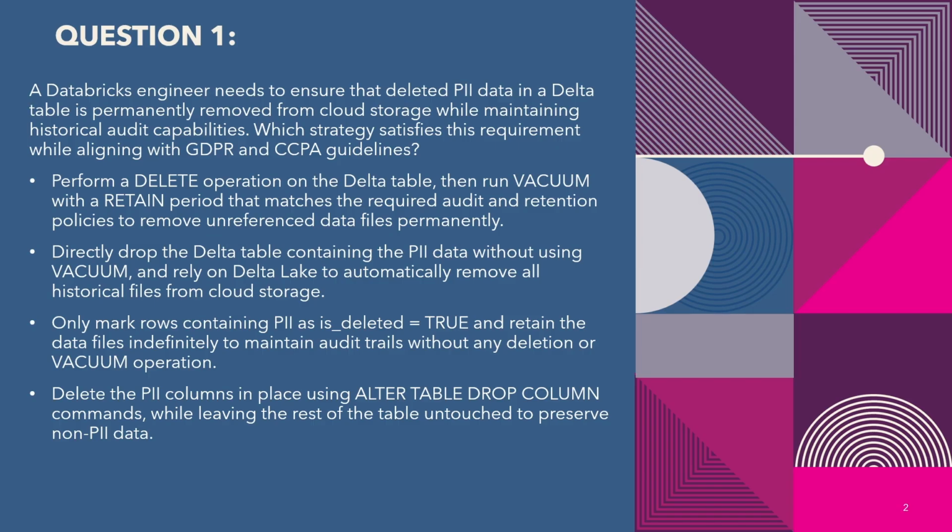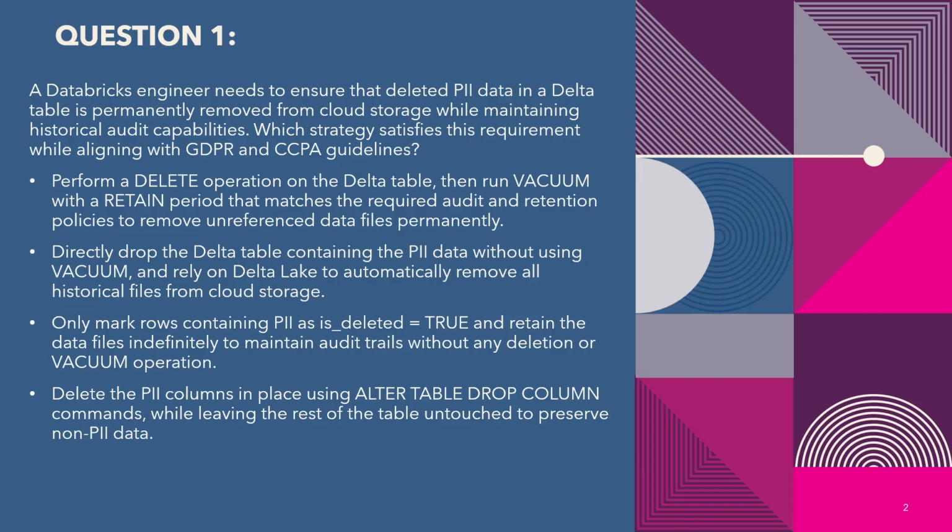Option A, perform a delete operation on the Delta table, then run VACUUM with a retain period that matches the required audit and retention policies to remove unreferenced data files permanently. Option B, directly drop the Delta table containing the PII data without using VACUUM, and rely on Delta Lake to automatically remove all historical files from cloud storage. Option C, only mark rows containing PII as is_deleted equals true and retain the data files indefinitely to maintain audit trails without any deletion or VACUUM operation.